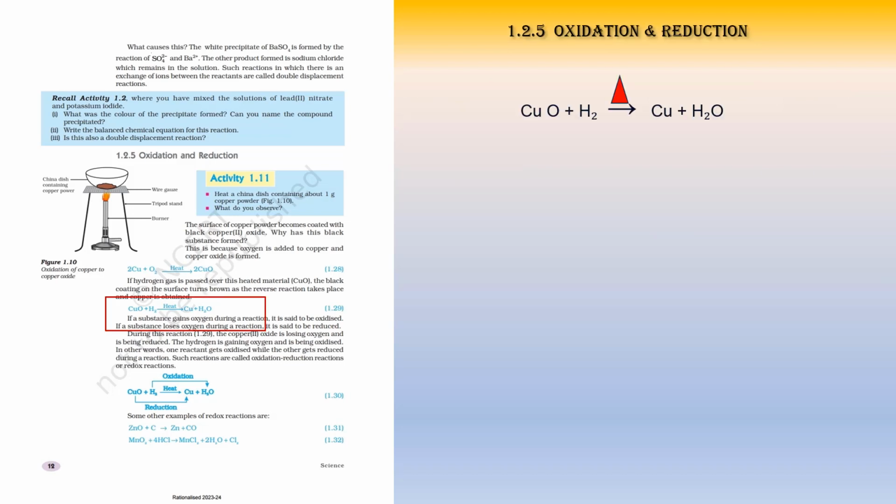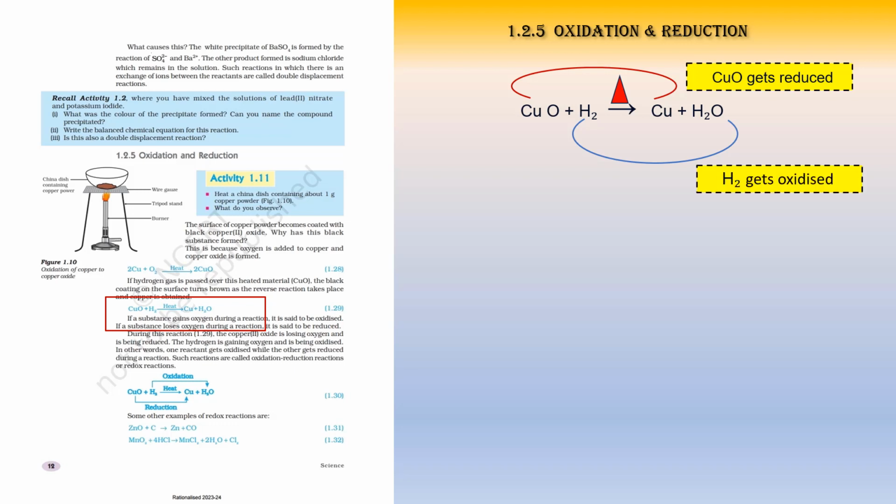Now let's look at this example. Copper oxide plus hydrogen in presence of heat forms copper and water. You can see this equation given in your textbook, 1.29. Now, what happens in copper oxide and copper? Copper oxide loses the oxygen atom to form metallic copper, while on the other hand, you can see hydrogen adds on oxygen atom to form H2O, that is water or moisture.